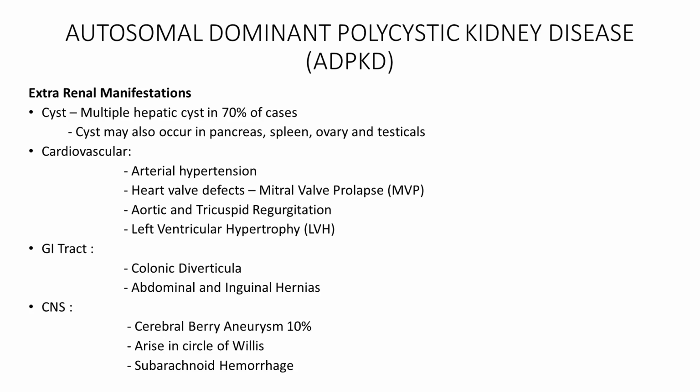Cardiovascular complications include arterial hypertension and heart valve defects. One of the important ones is mitral valve prolapse, aortic and tricuspid regurgitation, and left ventricular hypertrophy because of long-standing hypertension. The GI manifestations include colonic diverticula, and just because of the sheer size of the kidney, there are abdominal and inguinal hernias. In the CNS, cerebral aneurysm is common in 10% of the patients. It arises in the circle of Willis and can lead to catastrophic CVA with subarachnoid hemorrhage.